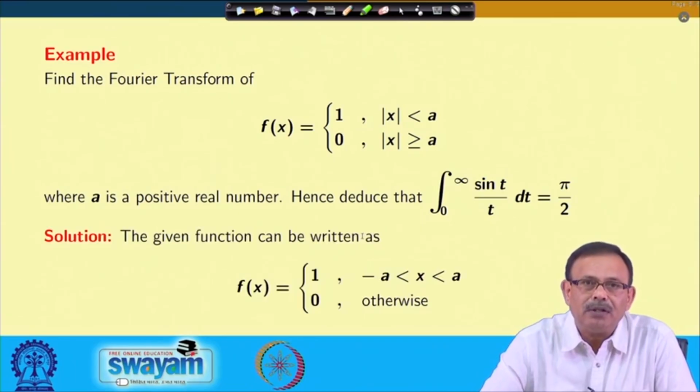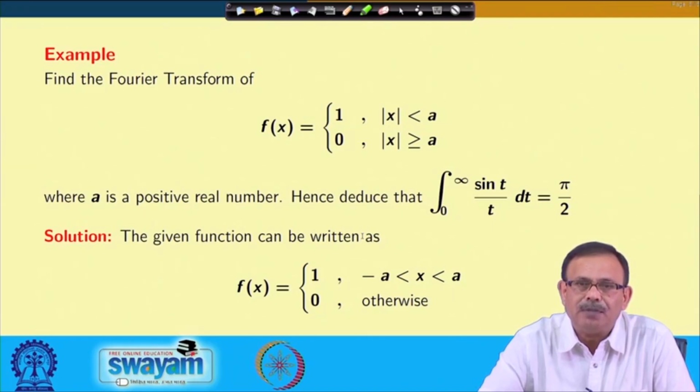Once we are obtaining this, the given function was f x equals 1 for mod x less than a and 0 for mod x greater than a. This I am writing as f x equals 1 when x lies between minus a to a, because for mod x less than a this is 1, otherwise 0. So, f x I am defining this way.